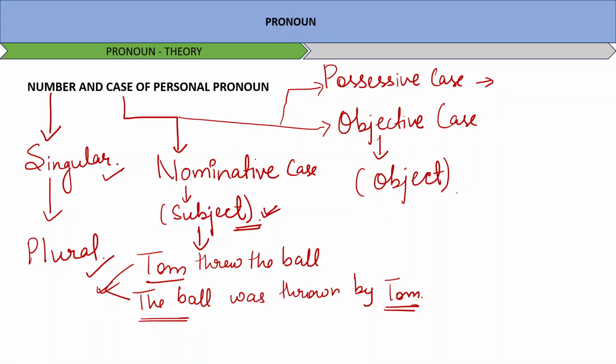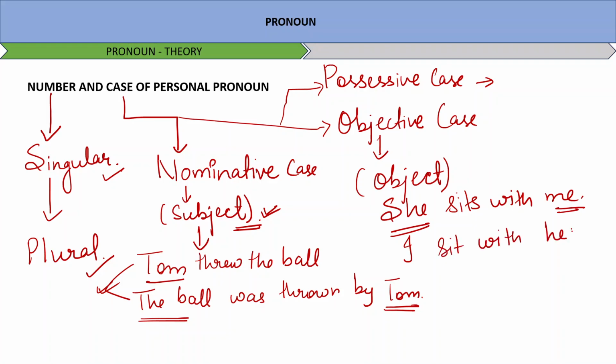If I say she sits with me, she can be anyone. So here she is the subject. I have kept myself at a place where you can say I am objective case. But if I say I sit with her, I have brought myself into a case where I will be called a subject, and I have pushed her to a place where her will be known as object. So me and her are used as objects, and she and I are the subjective case. So this is objective case.